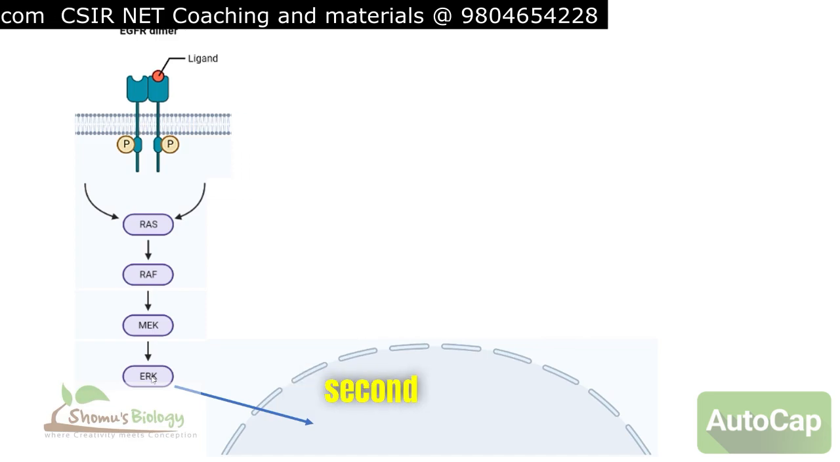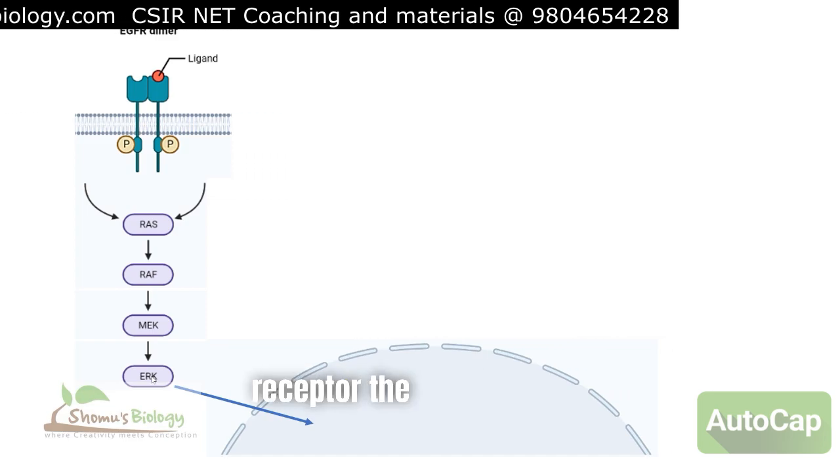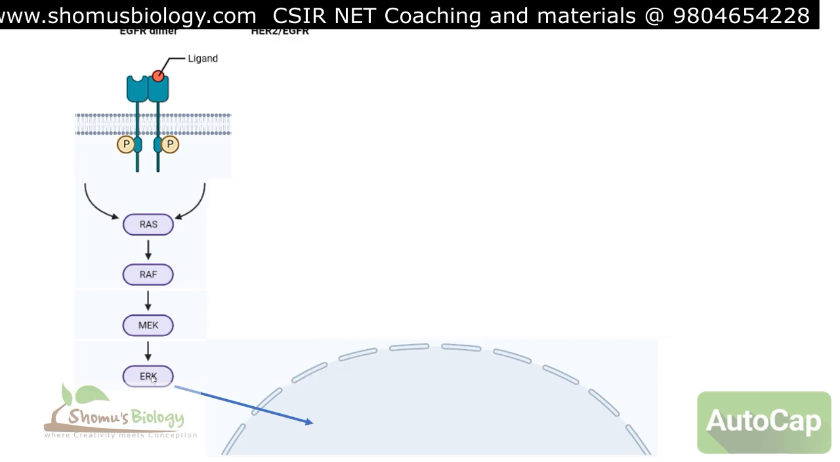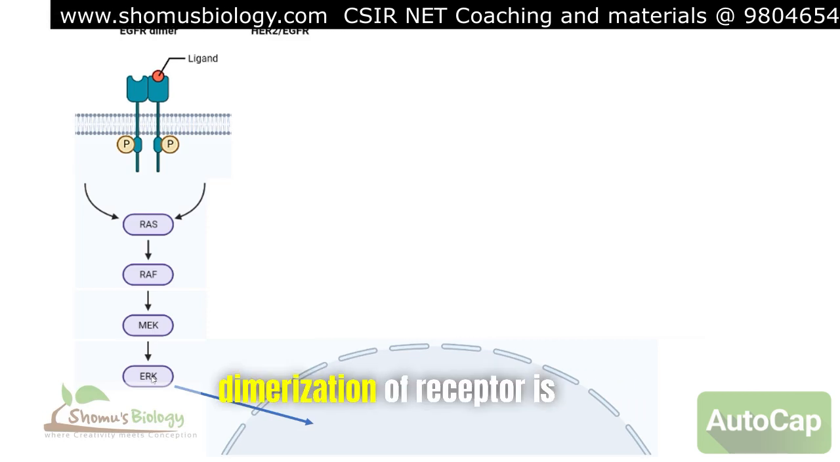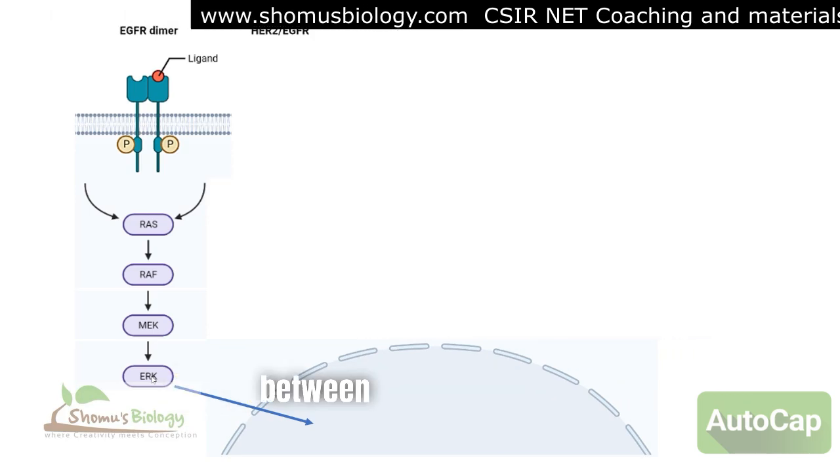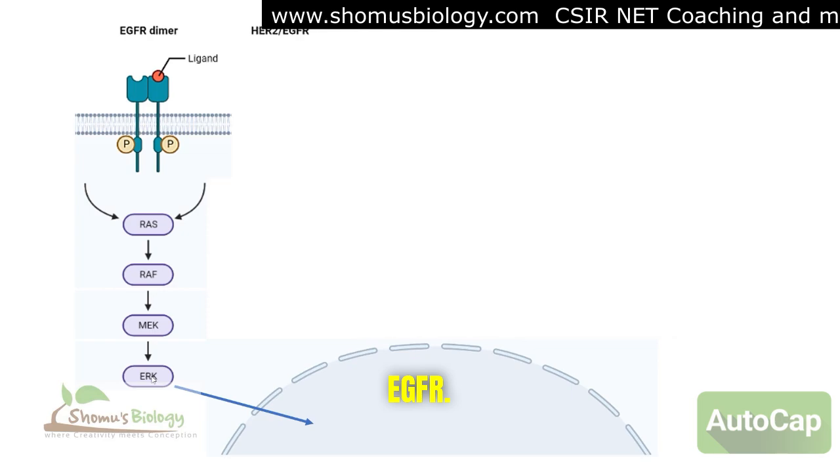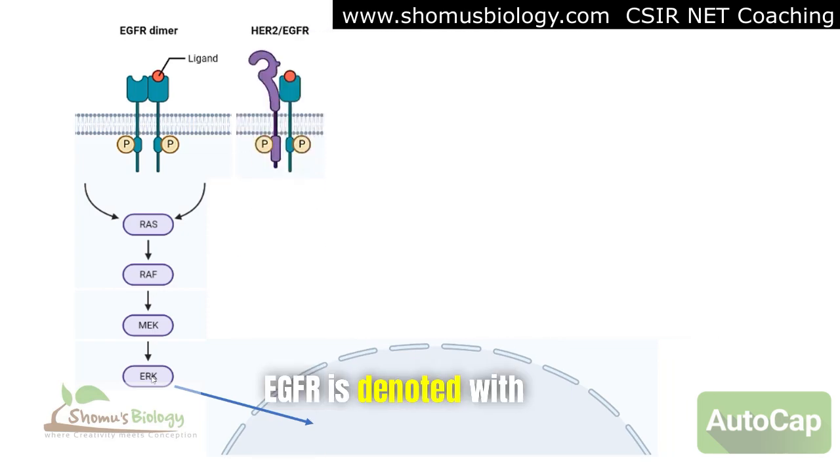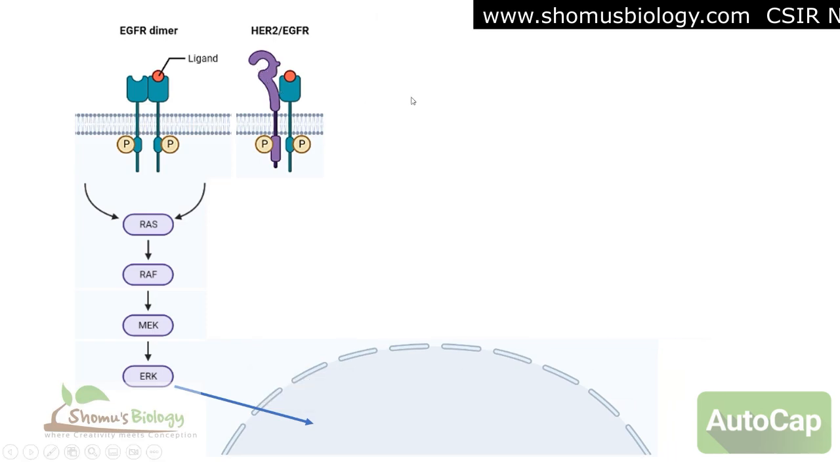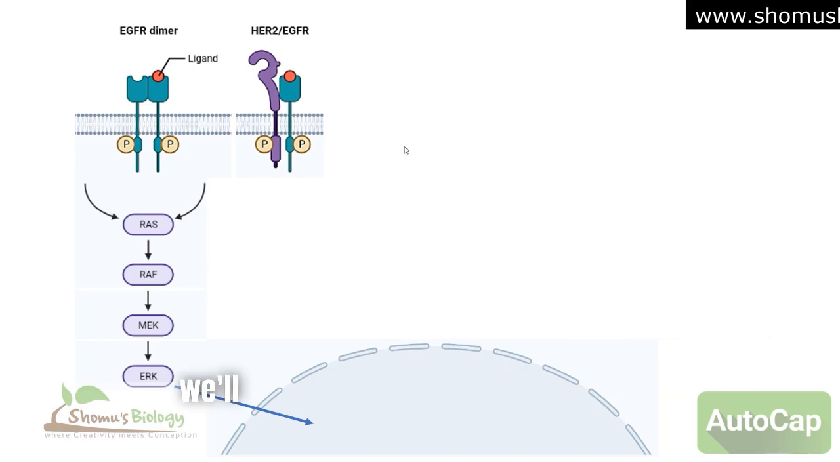Now let's look at the second type of receptor, the HER receptor. It can be HER2 associated with EGFR. So generally dimerization of the receptor is very important, which is done by the ligand. In this case, dimerization can be done between a HER2 receptor and one EGFR. So EGFR is denoted with the green color receptor and HER2 is denoted with the purple color receptor. Now again, the signaling molecule binds and the cytosolic site is phosphorylated.